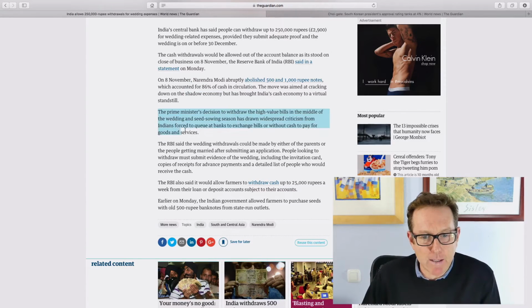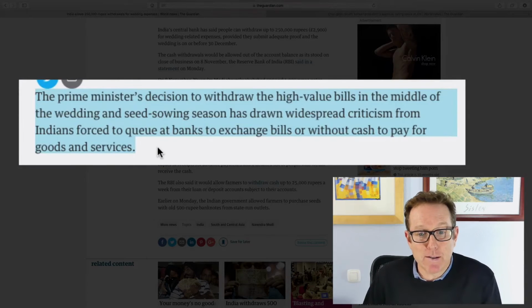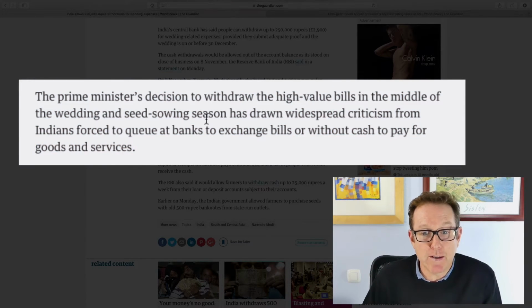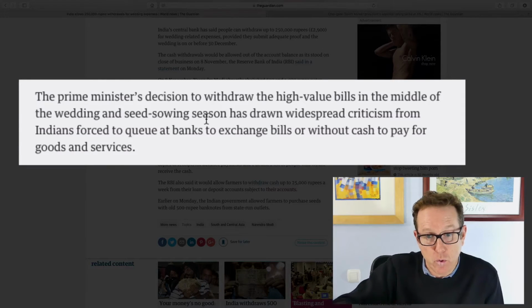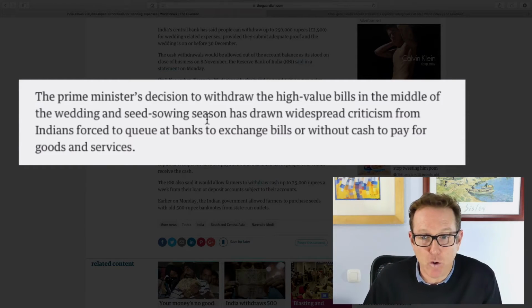Let's have a look at this last paragraph. The Prime Minister's decision to withdraw the high-value bills in the middle of the wedding and seed sowing season has drawn widespread criticism from Indians forced to queue at banks to exchange bills or without cash to pay for goods and services. So the decision to withdraw, to remove the high-value bills in the middle of the wedding and seed sowing season.